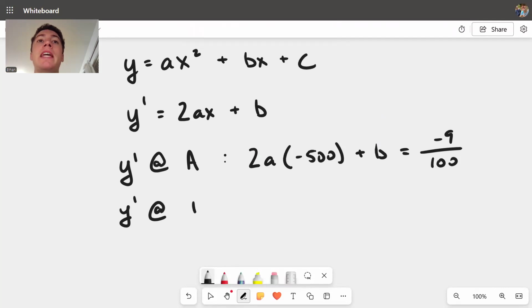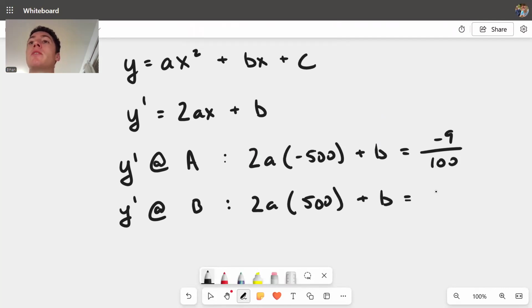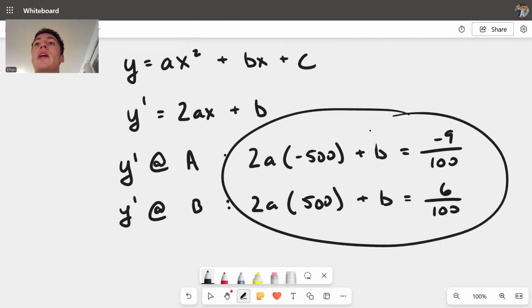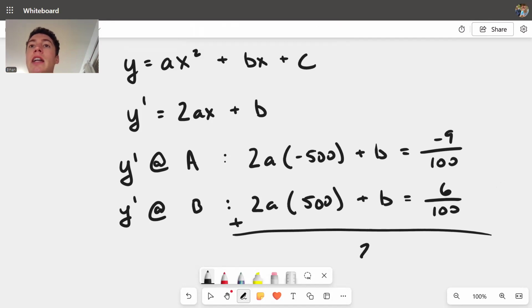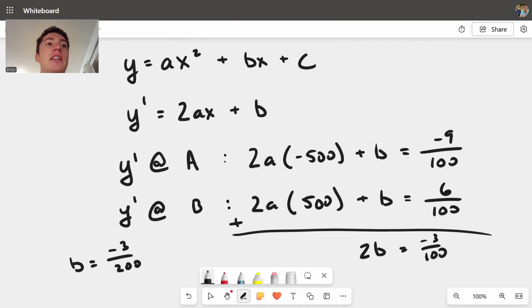Similarly, y prime at B, at point B, our instantaneous rate of change, we can substitute our value of x at point B, which is 500, and we can substitute our instantaneous rate of change for dy/dx, which is 6/100. Now we have a system of equations with 2 unknowns and 2 equations. So we have a and b, and we can actually use elimination here. If I add these together, I get 2b equals -3/100. So b is equal to -3/200.